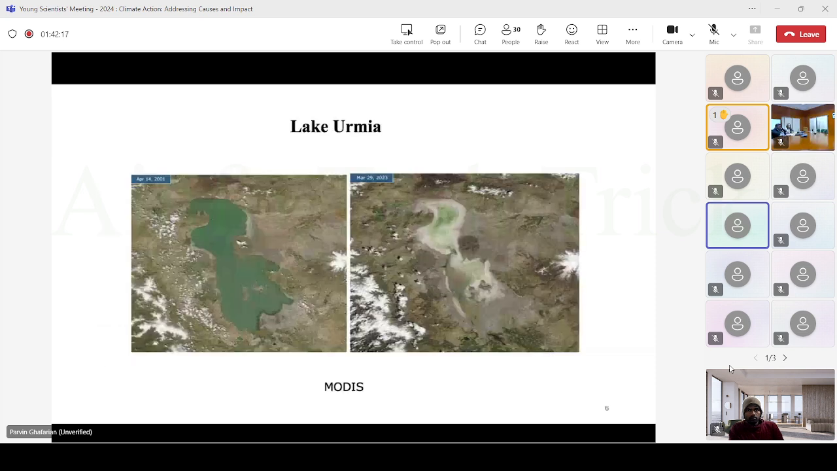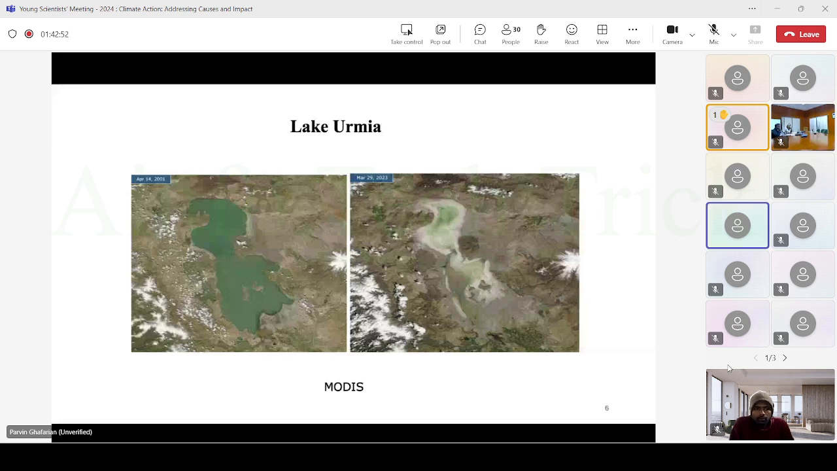Iran is experiencing unprecedented climate related problems such as drying of lakes and rivers, dust storms, record breaking temperatures, drought, and floods. This image of Lake Urmia was created using MODIS products. Due to excessive use of groundwater and construction of 50 dams on the rivers, this lake dried up within a few years, unfortunately.